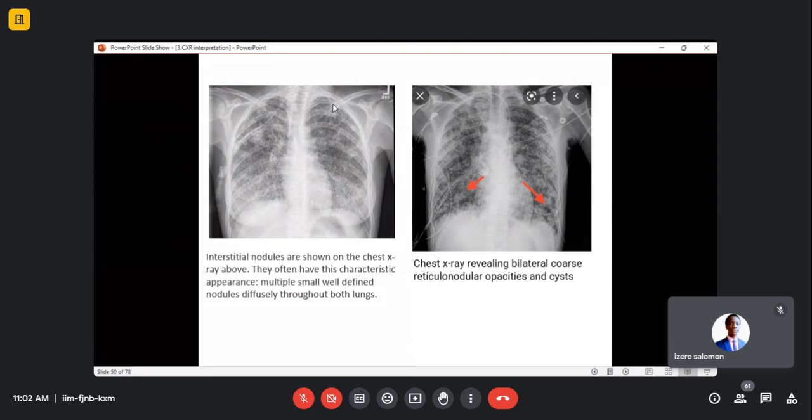Lecturer, I have an answer. The airspace opacity has a clear boundary. Oh yeah, they are irregular. It's irregular patchy opacities. It's a large patchy or irregular opacity in the lung with air bronchogram in alveolar opacity and airspace opacity. But interstitial opacities are either nodular or reticular or linear or reticulonodular opacities.